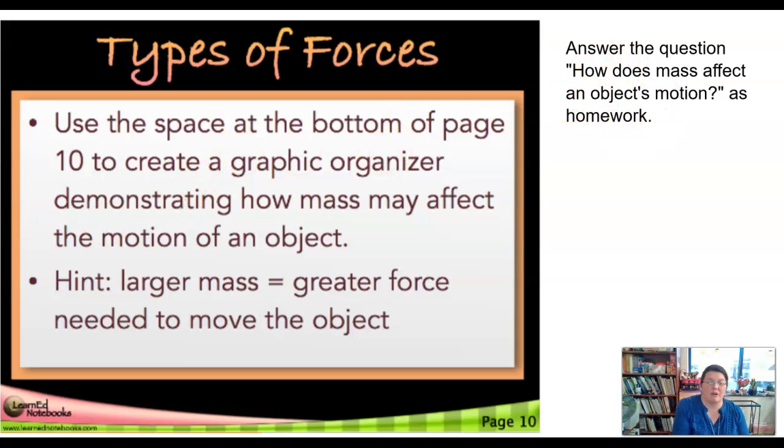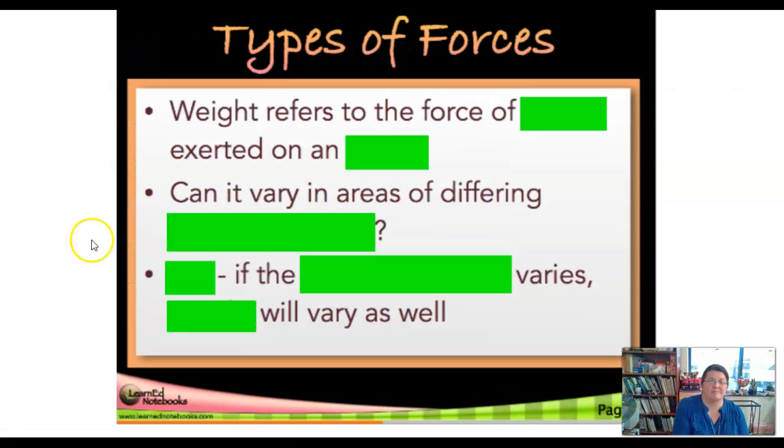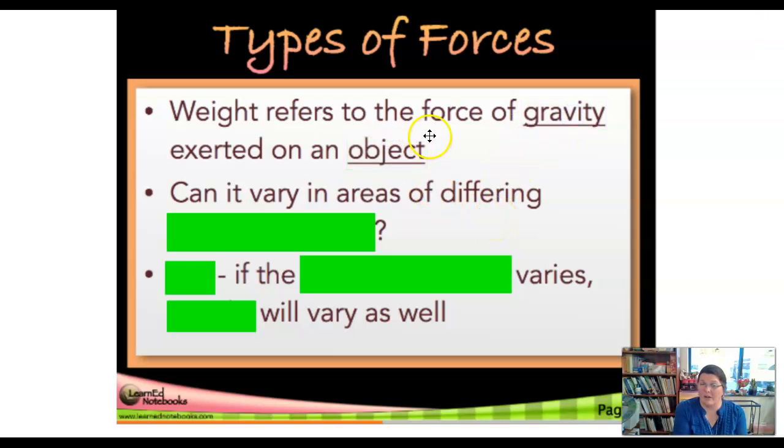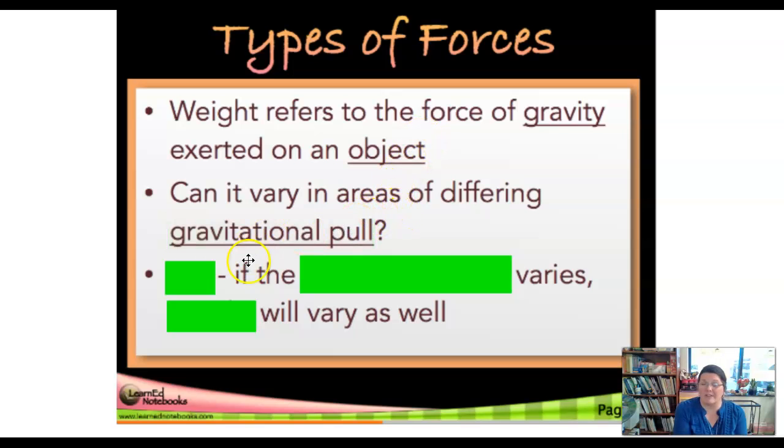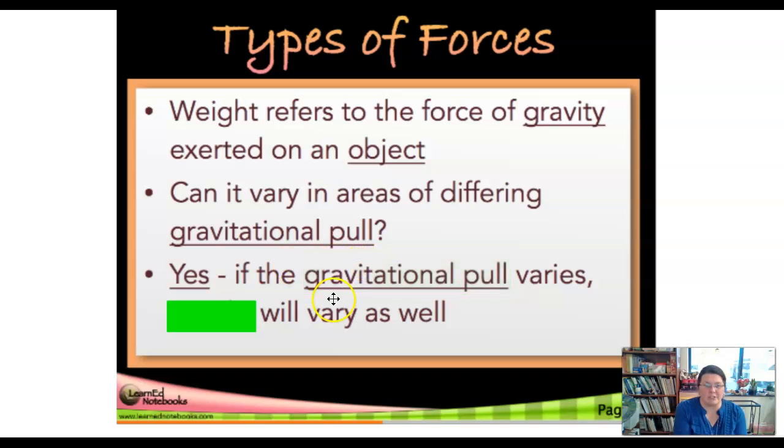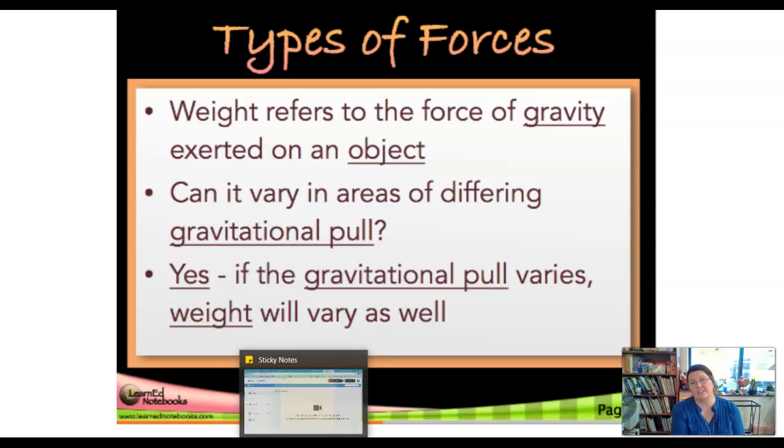All right, so I'm going to move right on. Weight refers to the force of gravity exerted on an object. Can it vary in areas of differing gravitational pull? Yes, it can. If the gravitational pull varies, weight will vary as well.